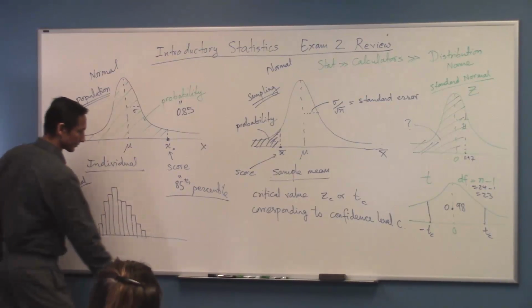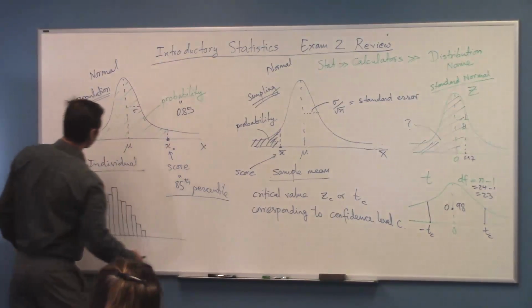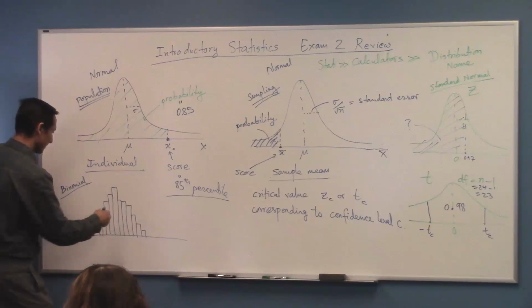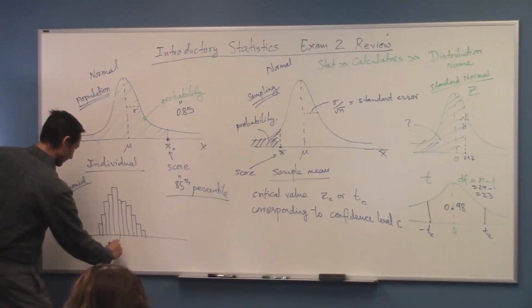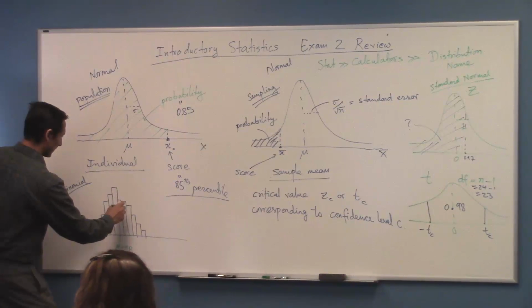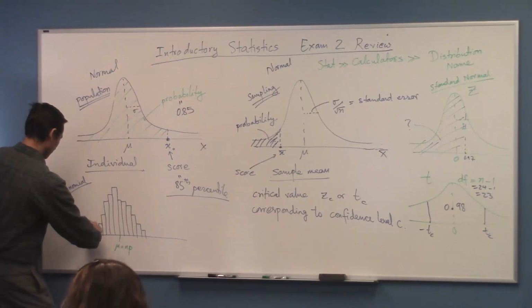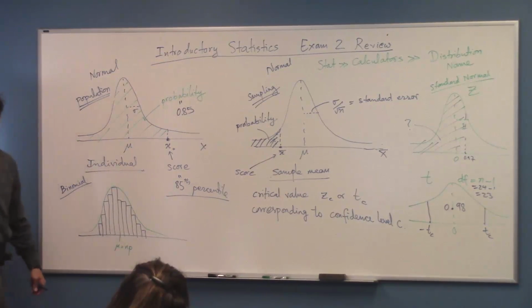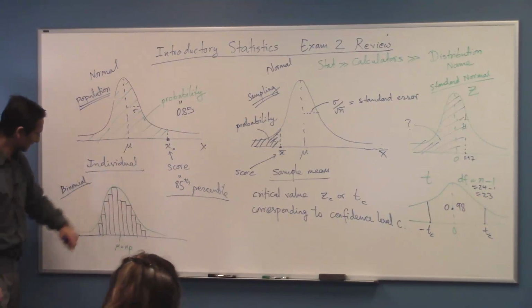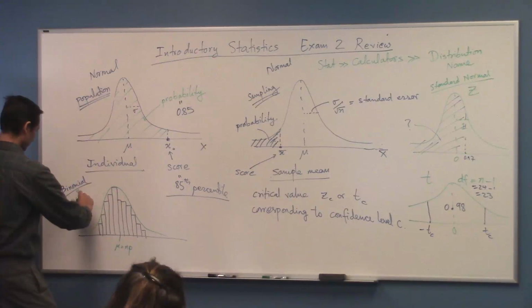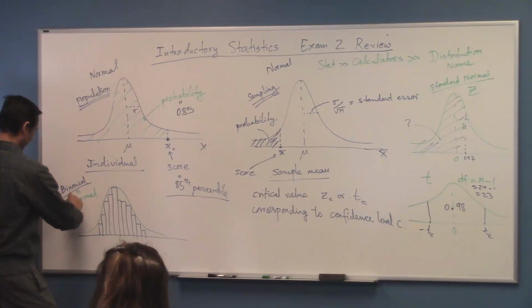So it also has a mean. This mean in this case will be n times p, and so we can approximate it by a normal distribution using this kind of green. So we approximate this by normal. Okay?